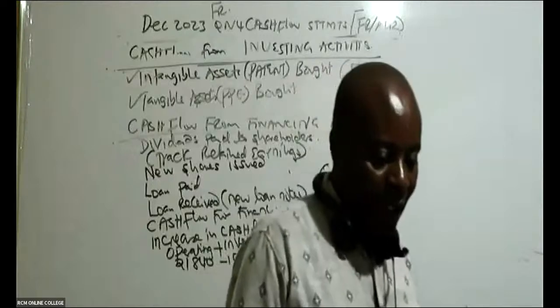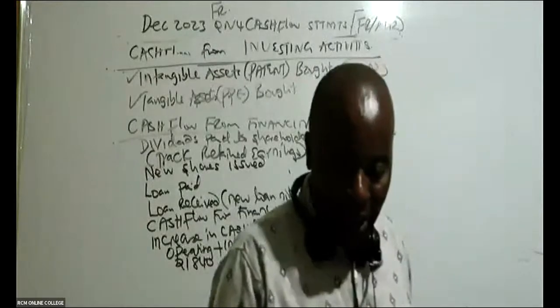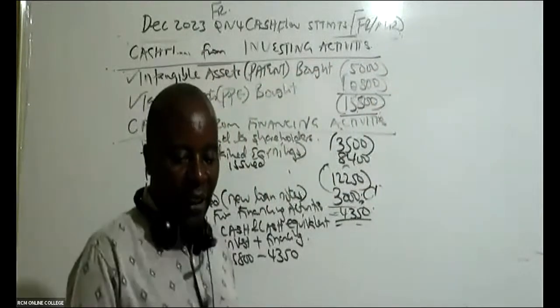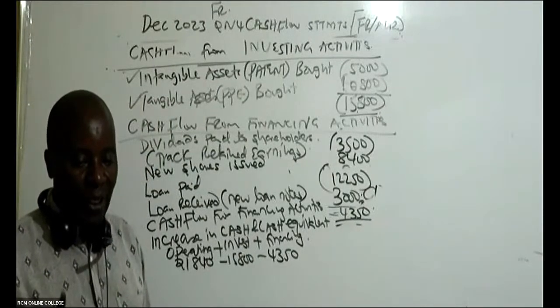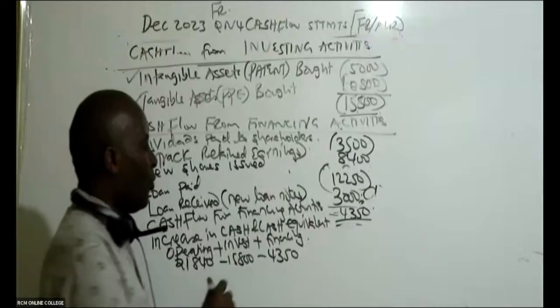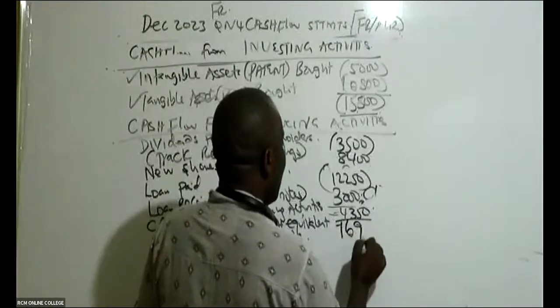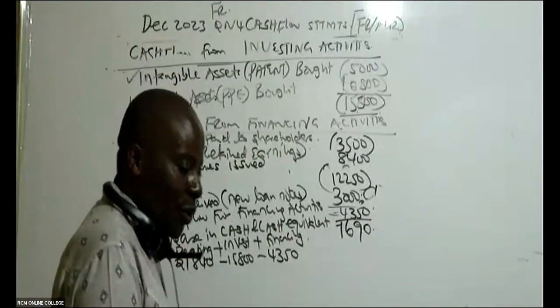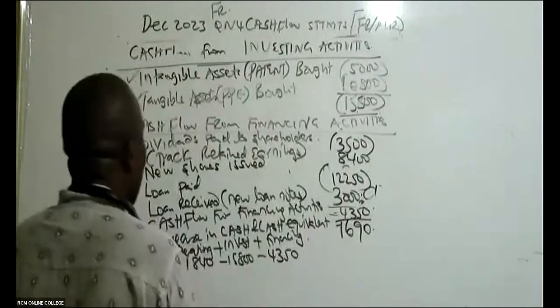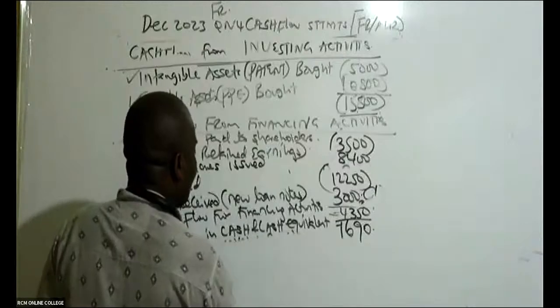Chogo has been very, very attentive. He's getting 1690. Can somebody confirm that Chogo's figure is correct? 1690. Thank you very much. So then once you get this 1690 as your cash and cash equivalents increase, then you shall be able to bring forward the opening cash.